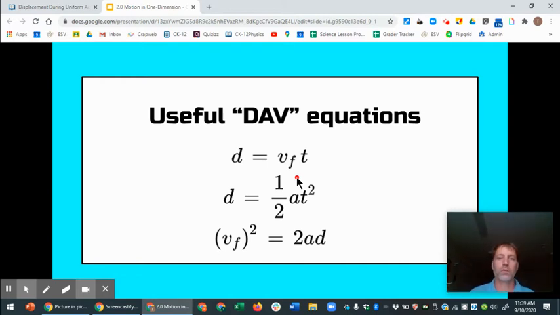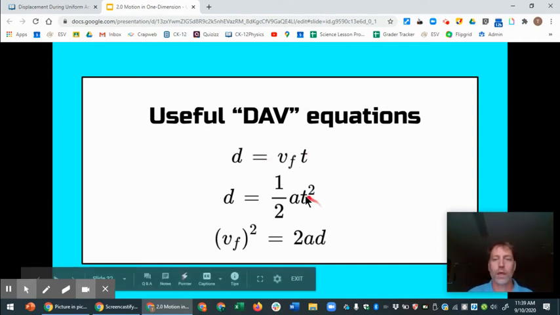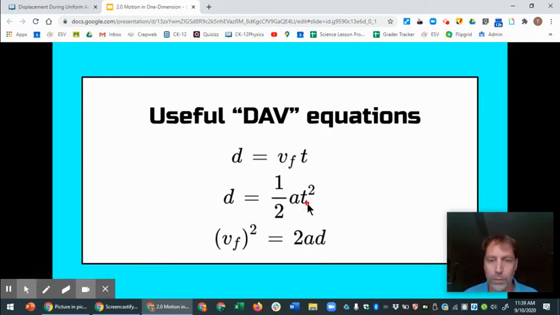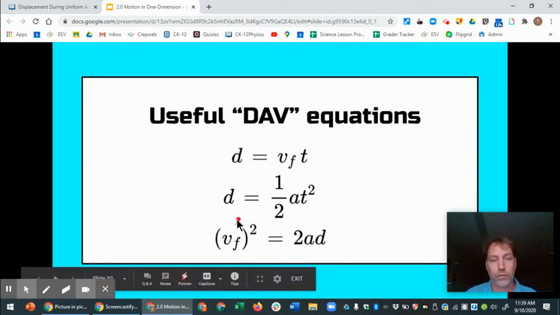Depending on what you have in your problem, you can solve for distance if you have the final velocity and the time that it took. If you only have acceleration and the time, you can find the distance using these two. If you only have the final velocity, the acceleration, and the distance, you can rearrange your equation.